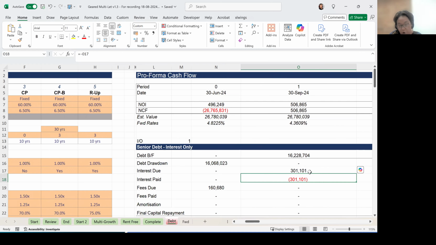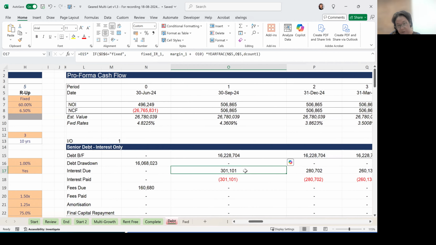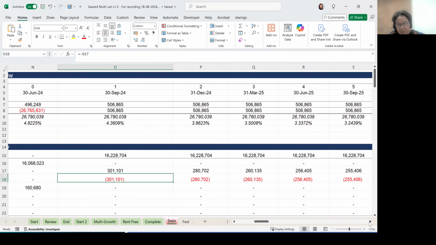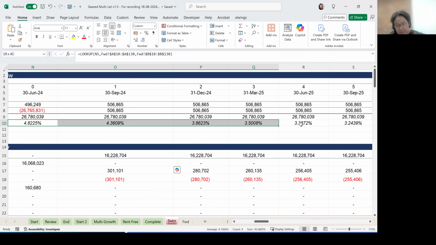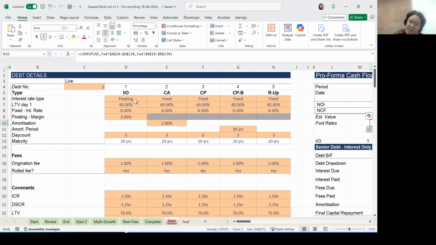Okay, idea of modeling interest only. So interest due is 301, and then interest paid is the same. So whatever is due in that period, you're going to pay. And then here you might be wondering, how come there is a reduction here? Oh, it's because it's a floating rate. So if it is a floating rate, that means that our expectation is that the interest rates are coming down, fingers crossed. Therefore, the interest rates are going to reduce.